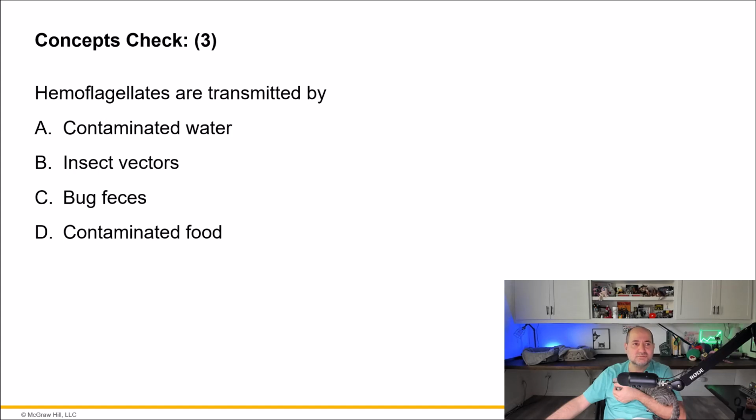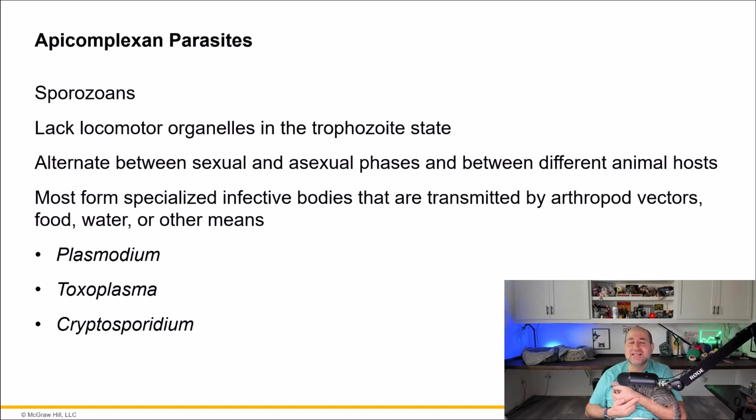All right, concept check number 3. Hemoflagellates are transmitted by insect vectors. Remember, like the tsetse fly or the sandfly or the kissing beetle. All right, and lastly, remember the last motility class for the protozoa? We're talking about the apicomplexans, the ones that are considered amodal. These are sporozoans. They lack locomotor organelles in the trophozoite state, so they are known as the amodal protozoa.